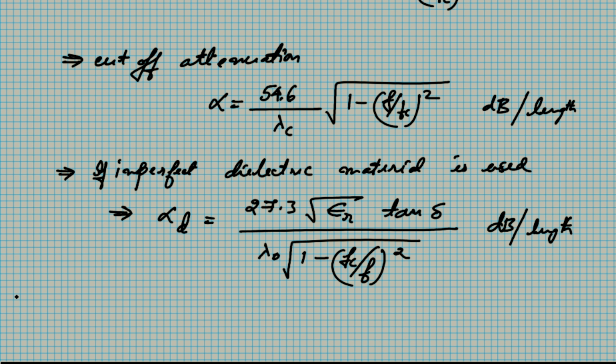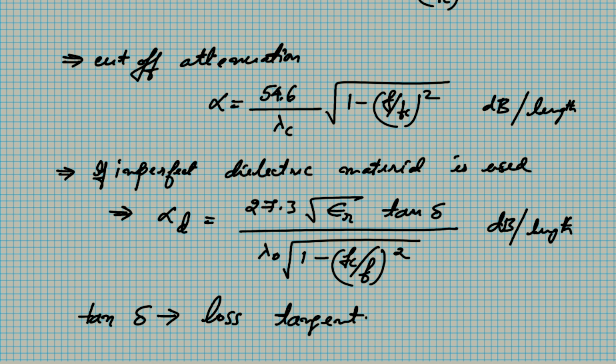Here the delta we use is called the loss tangent. I think you have heard the word. That's the loss tangent that will normally be given to us and we'll be substituting it. So tan delta is the loss tangent. Again, this concept was described in detail when we looked at electromagnetic waves. From there we can directly take it and substitute.